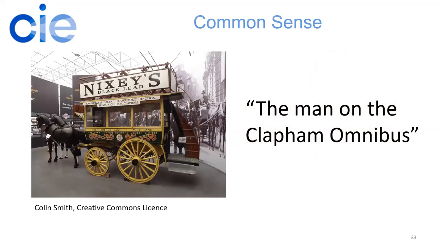And this is a concept certainly in English law, and also a concept in a number of other countries, where common sense is written into law. In English law it is the man on the Clapham omnibus, which doesn't mean much to most people these days, but there's a picture of a Clapham omnibus so that you know what one looks like. So the idea is the man in the street or the normal person: what would they do? What can we assume about their behavior?